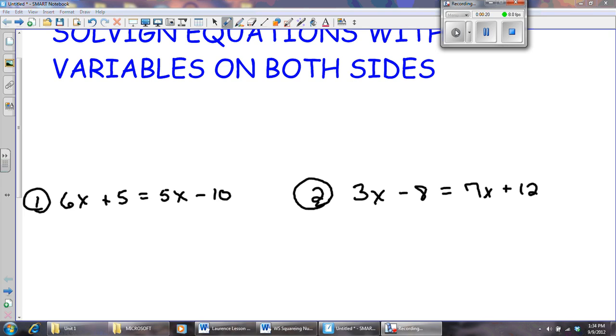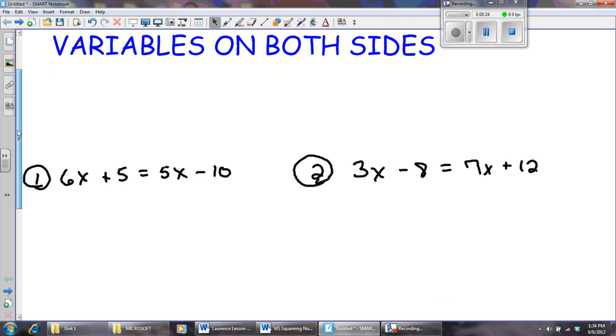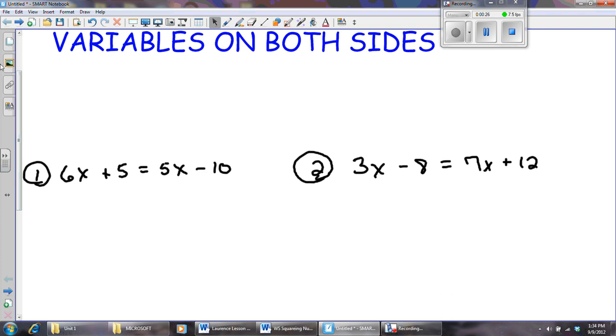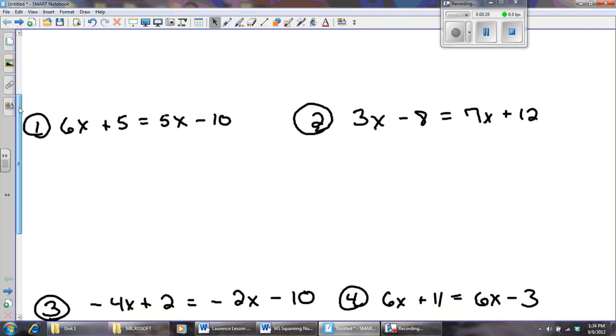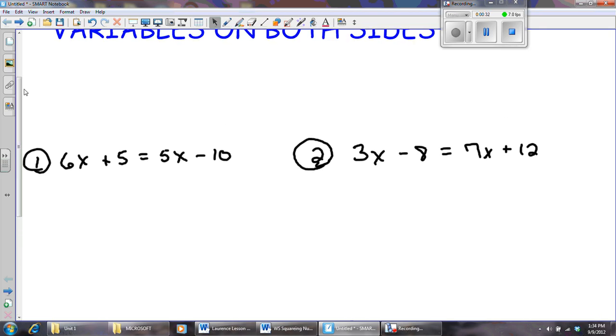All right, today we're gonna be solving equations with variables on both sides. Some kids panic, like in examples 1 and 2 here. They just don't know what to do. Here's all you have to do. It bothers you that there are x's on both sides of the equation, right? Well, Nicole could tell you that we're going to take away what bothers us.